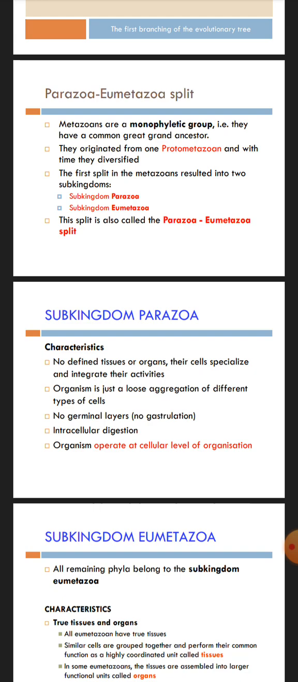The PARAZOA are metazoans which have the following: they have no defined tissues or organs. Their cells specialize and integrate their activity. In other words, we can say that these are animals which are at a cellular aggregation, or cellular level.